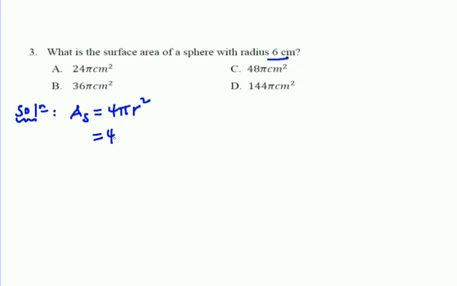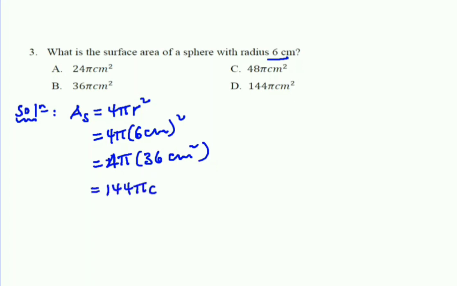So it becomes 4 pi times 6 centimeter square. The square of 6 is 36. 4 pi times 36 centimeter square. Multiply 36 by 4. The result is 144 pi centimeter square. Therefore, the surface area of a sphere with radius 6 centimeter is 144 pi centimeter square.